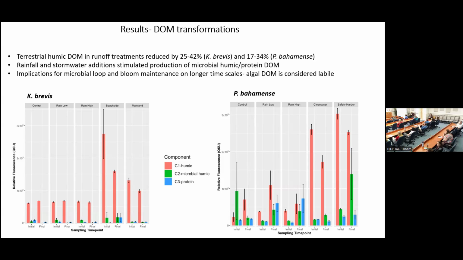And in general, we saw depletions of the terrestrial-like component, which is that salmon color, in stormwater for both species. So the stormwater is on the far right of each one. Beachside and mainland are on the left for K. brevis, and then on the right for P. bahamense, Clearwater and Safety Harbor. And interestingly enough, when we added these treatments, we saw stimulated production of that humic-like DOM and protein-like DOM. And that's important because this material can be recycled and lead to bloom maintenance on longer time scales, as this DOM is considered highly labile.